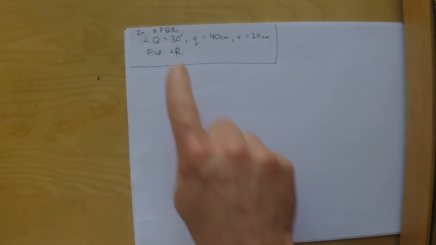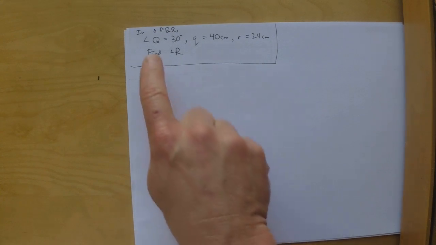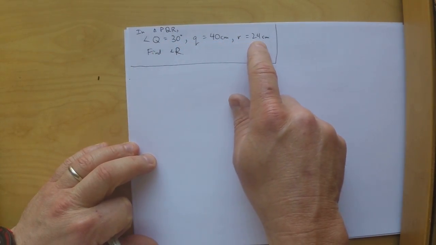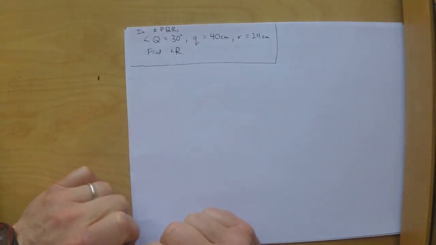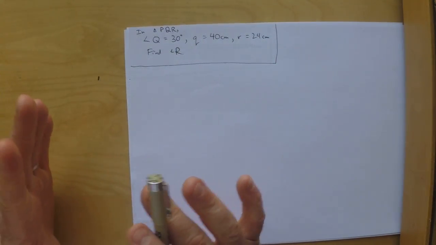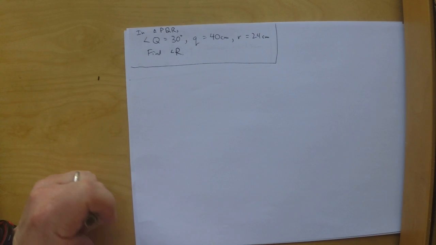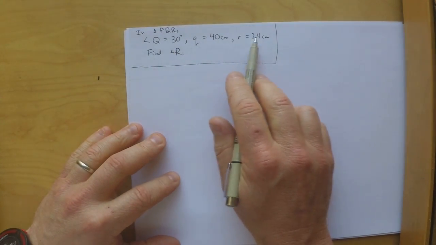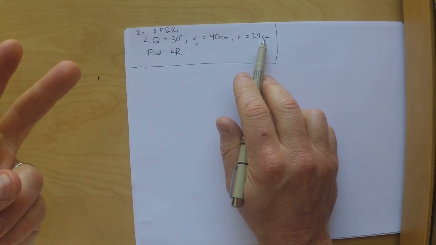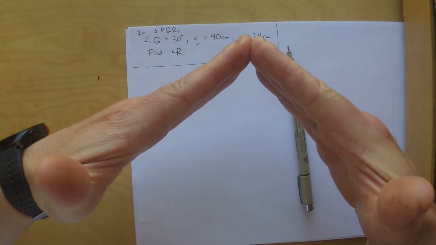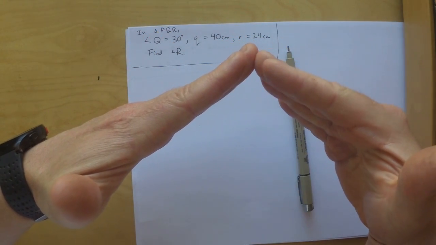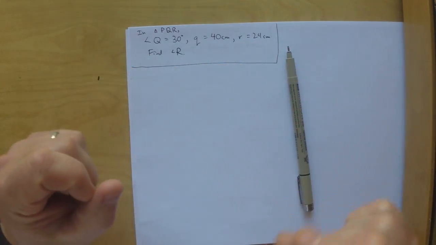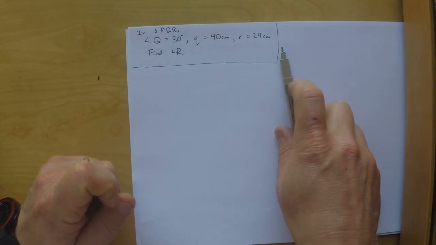In triangle PQR, angle Q is 30 degrees, little q is 40 centimeters, little r is 24 centimeters, find angle R. Now, at the moment, I would have no idea if this was the ambiguous case. But as soon as I see an angle and 2 sides, it has 2 potentials. It's either going to be an angle where you have the contained angle and have the SAS from cosine law, or it's going to be the non-contained angle, which will be the unfortunate ambiguous case.